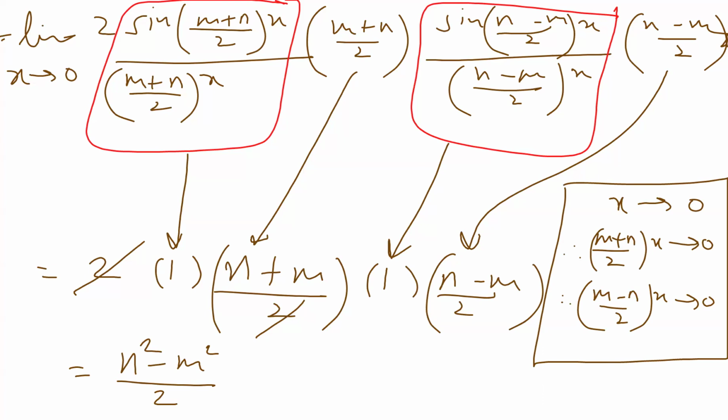Guys, anyone with any doubt in this problem? Anyone with any doubt in this problem? No, sir. Great. Sir, I had one doubt. Ask, please. Why do you write m minus n upon 2 x approaches 0? That we have been discussing right from the beginning, right? I'll tell you.